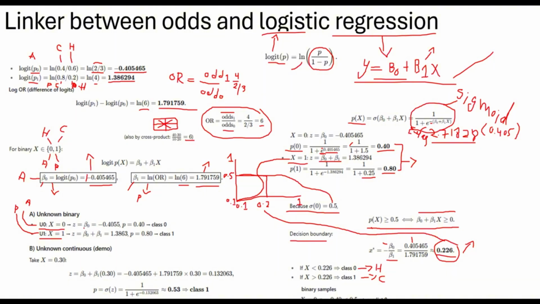Here we have beta 0, which is minus 0.4055, and the probability was 0.40. Since we decided that if the probability is less than 0.5, which means 50%, the classifier will assign the class 0. This means this sample is falling somewhere here, and since it is falling here, we have to classify it as 0.